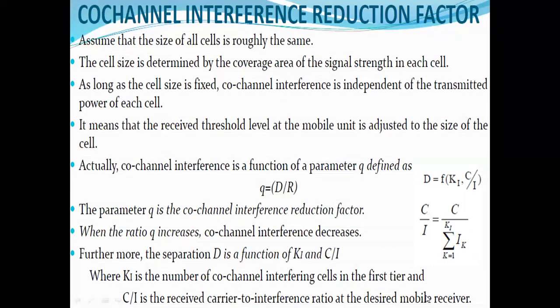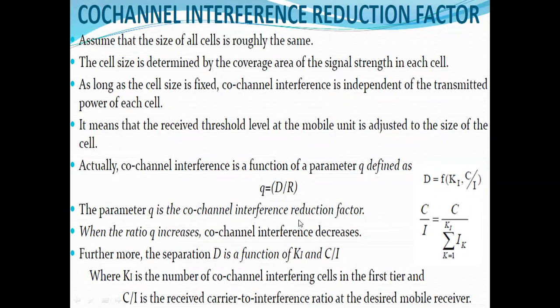As we know, we have Q equal to D by R, where D is a function of Ki and C by I, as you can see on the screen. C by I is the carrier to interference ratio. It is given by the formula C by I equal to, sorry, the sum over K equal to 1 to Ki of Ik.